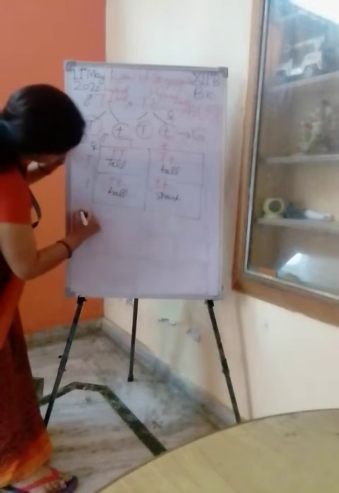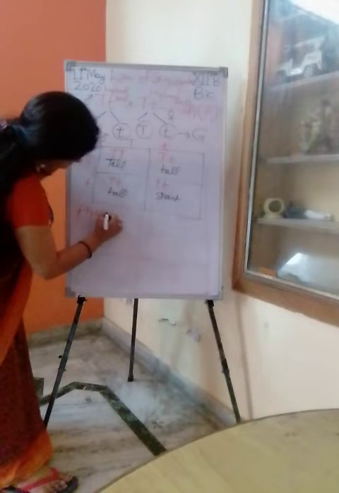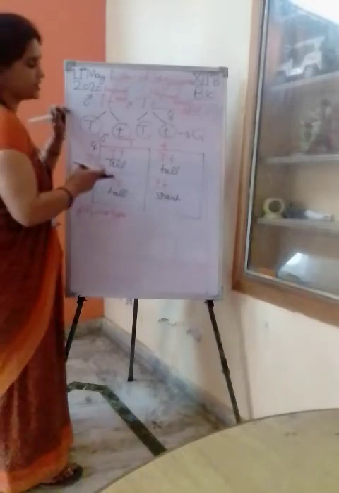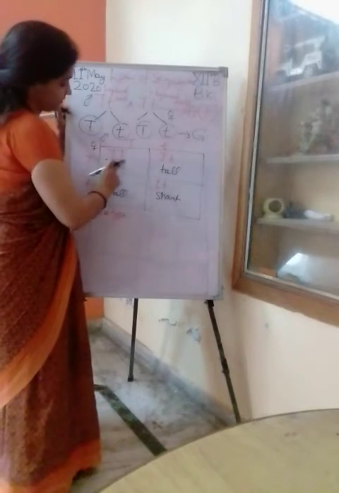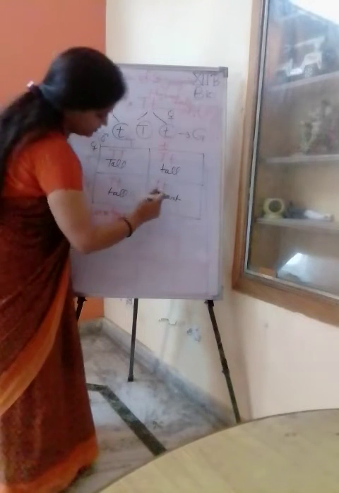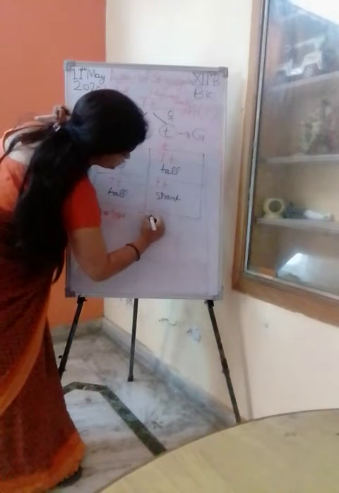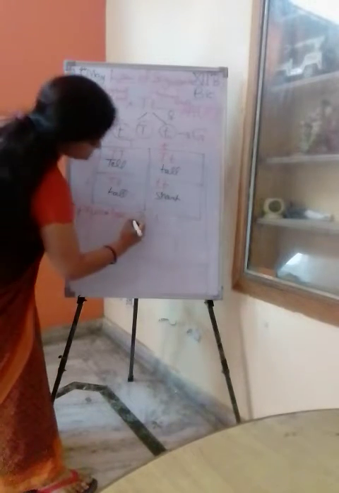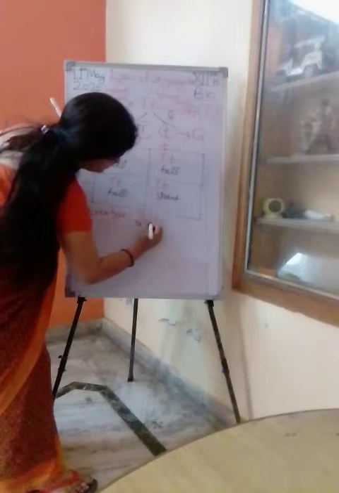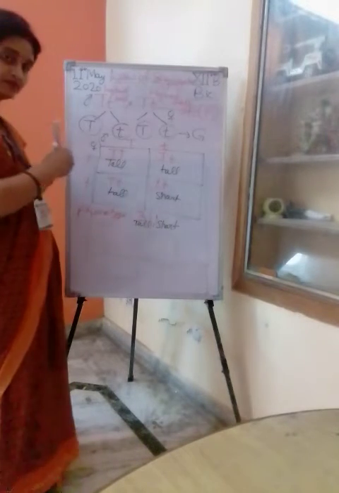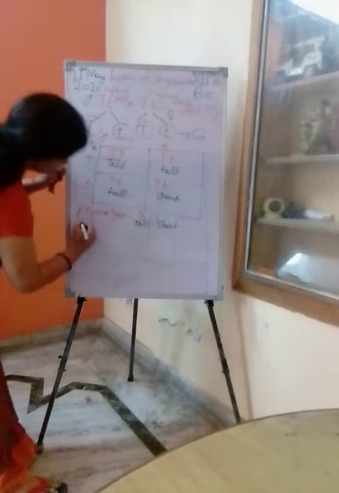So externally, what will we observe? We observe the phenotype ratio. What is the phenotype ratio of this law? It looks like 3 talls and 1 short. The phenotype ratio is 3:1. Understand that? 3 is tall, 1 is short. But now the genotype.